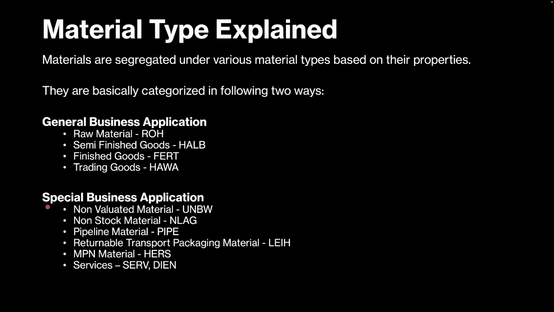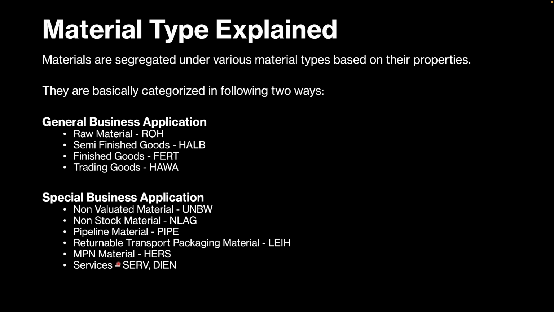Then you can see we have special business applications also. That is, we have multiple special business scenarios where we need to create special material codes. And for them, we have to use these material types. So you can see we have non-valuated material, non-stock material, pipeline material, returnable transport packaging material, then manufacturer part number materials and services. All these are special materials and for them we have to use their special material types.